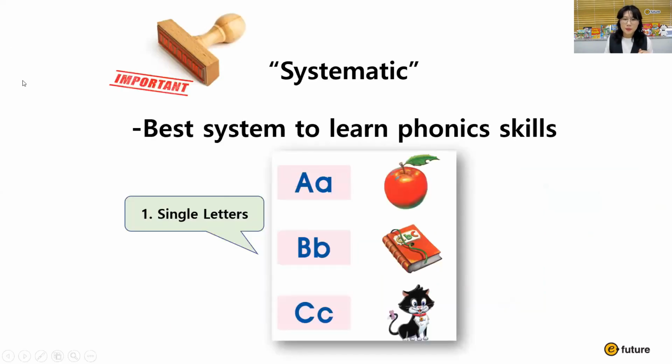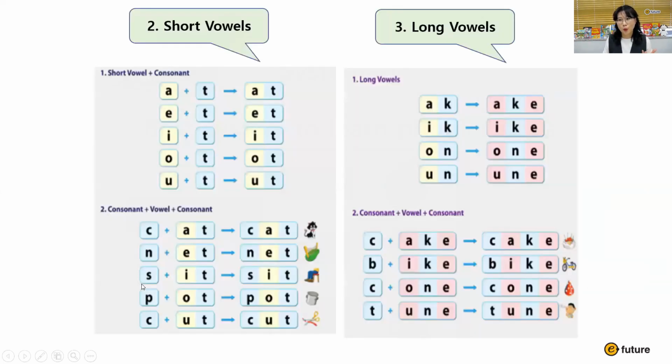We'll talk more about phonics in our upcoming webinars, but let's just quickly look at the system. We do single letters first. Apple, book, cat. We do the letters, the sound, and the words in Book 1, Level 1. And then we move on to Level 2, Level 3, Level 4, Level 5, right?